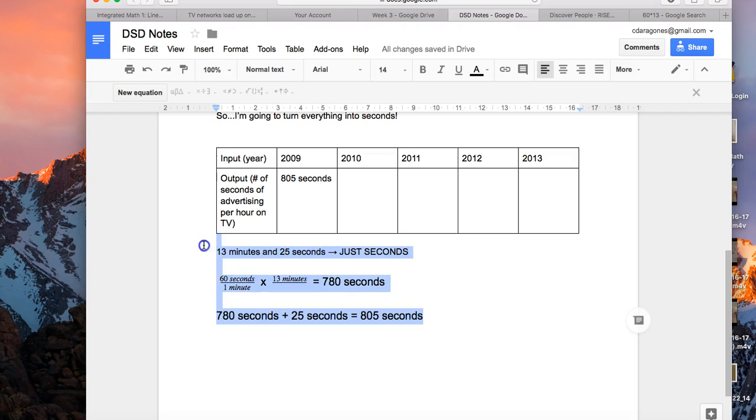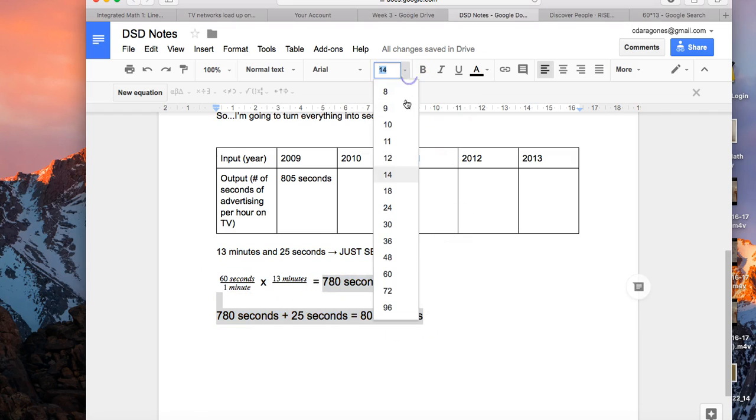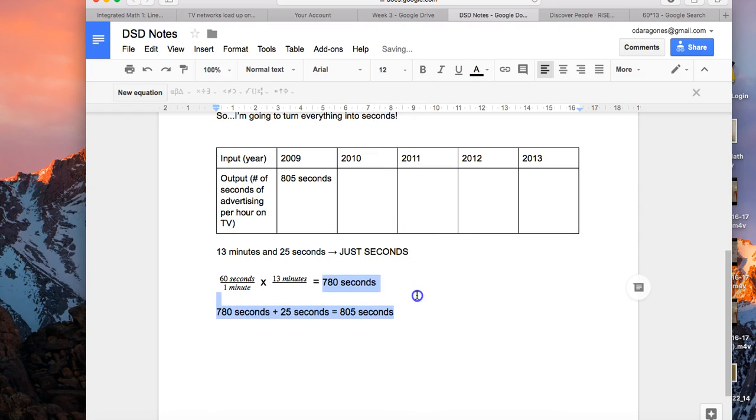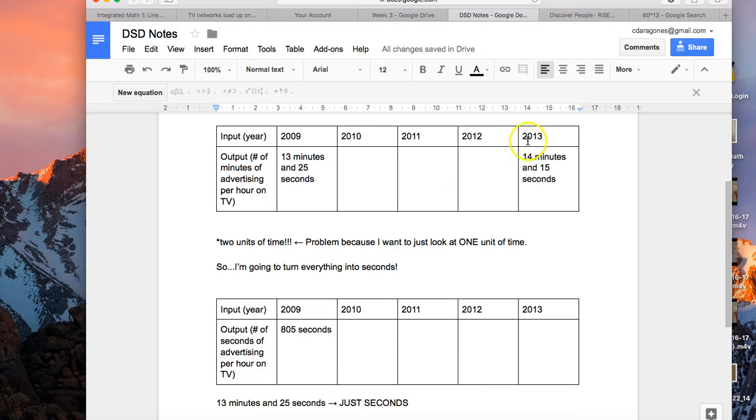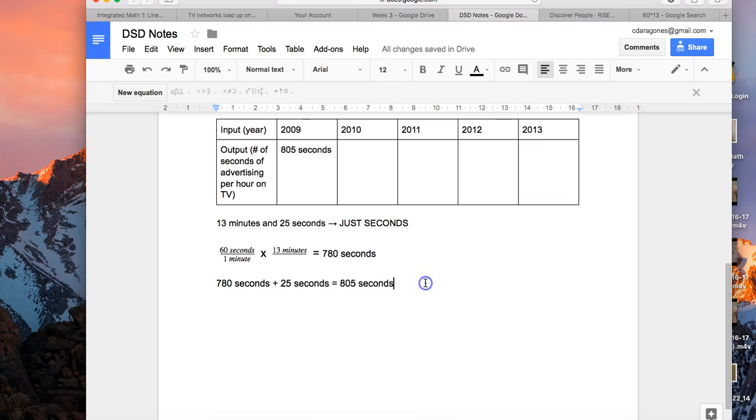So obviously you may not have to do this for your own data if you have just one unit, but if there's something where you have 2 units of time or 2 units of something, you want to convert it into just 1 unit. And if you need help with this, you can ask me in workshop. We're going to do the same thing for the data in 2013, so 14 minutes and 15 seconds.